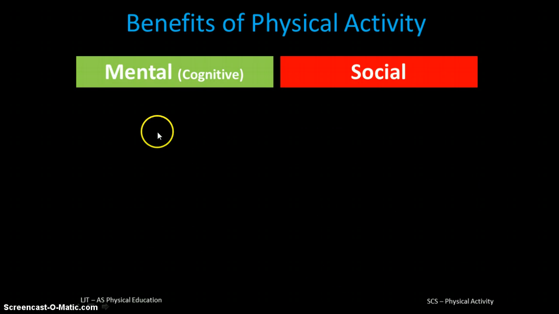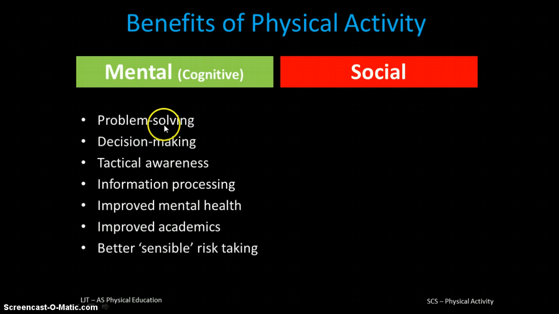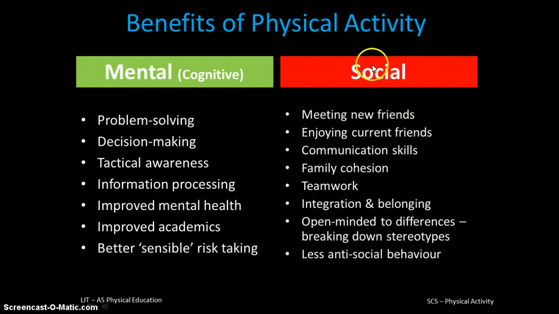And the third and fourth benefits, mental. So this is more cognitive, the brain functioning, the thinking skills that you might develop. So problem solving or decision making. Actually, it can improve your academic performance also. And then finally, you might relate to these, so the social benefits of physical activity, meeting new friends, communication skills, working in a team, being a leader, being open-minded to people and people being different. So there's an awful lot of benefits to physical activity.